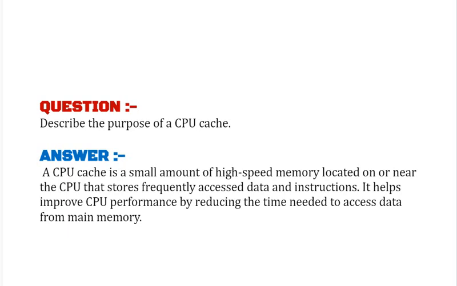Our next interview question is: describe the purpose of a CPU cache. Your answer should be: a CPU cache is a small amount of high-speed memory located on or near the CPU that stores frequently accessed data and instructions. It helps improve CPU performance by reducing the time needed to access data from main memory.